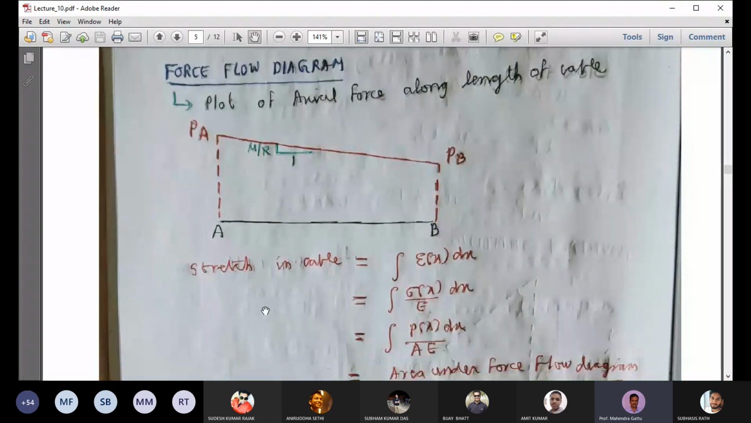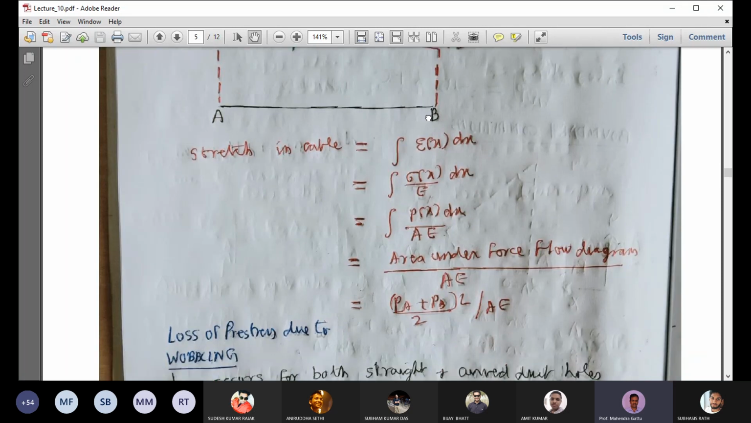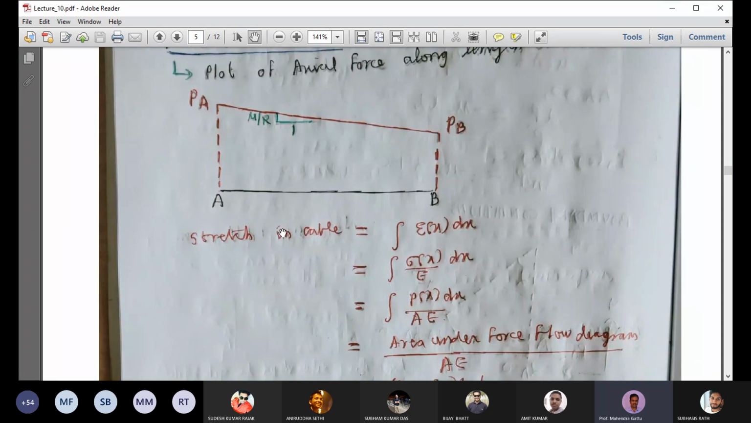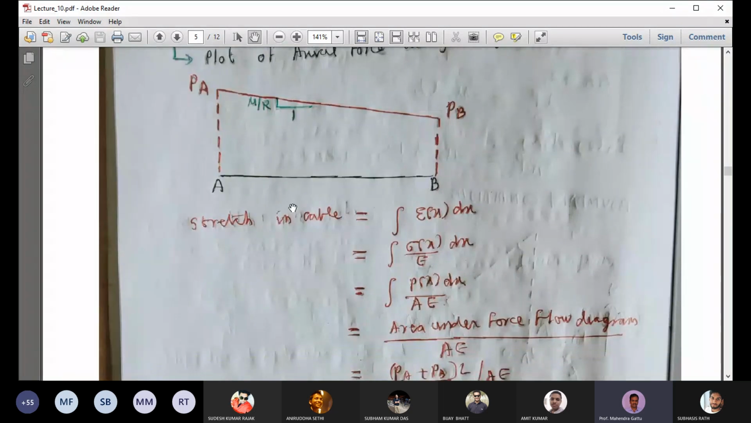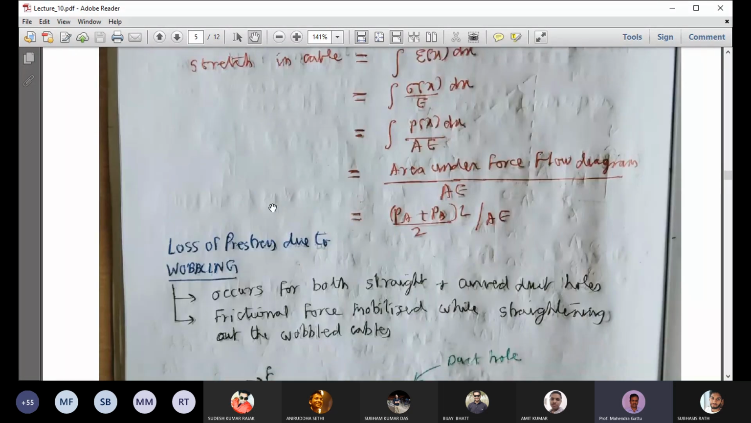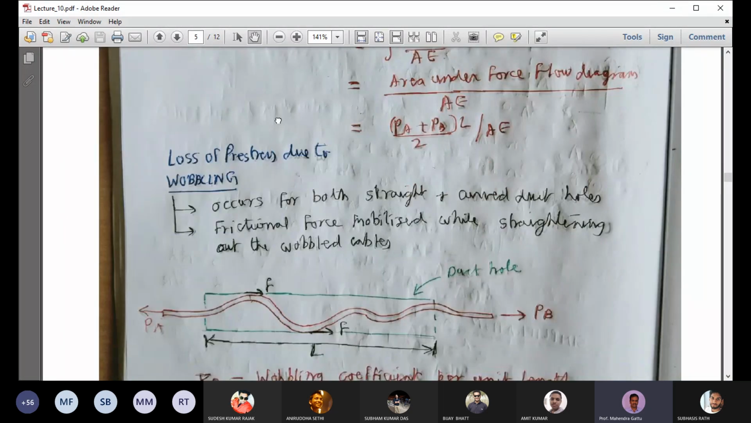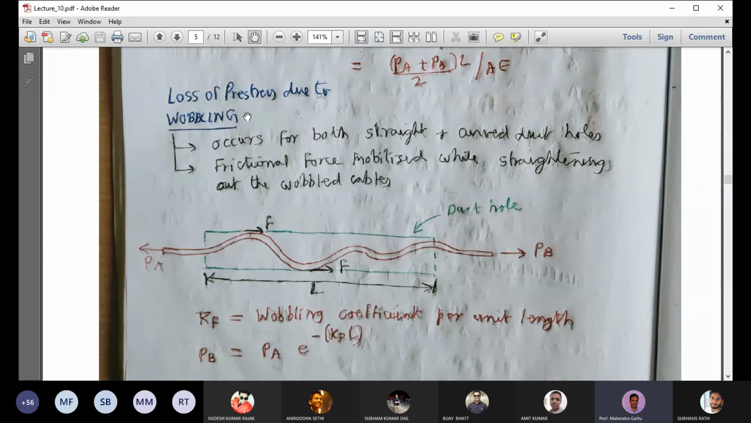So in this problem, the area is a trapezium. So it is the average of the parallel sides times the length. So Pa plus Pb by 2 into L by EA, that is the stretch in the cable. So this is what we had discussed in the last class. So I have summarized it. Now we'll go to the next part of the loss of pre-stress.